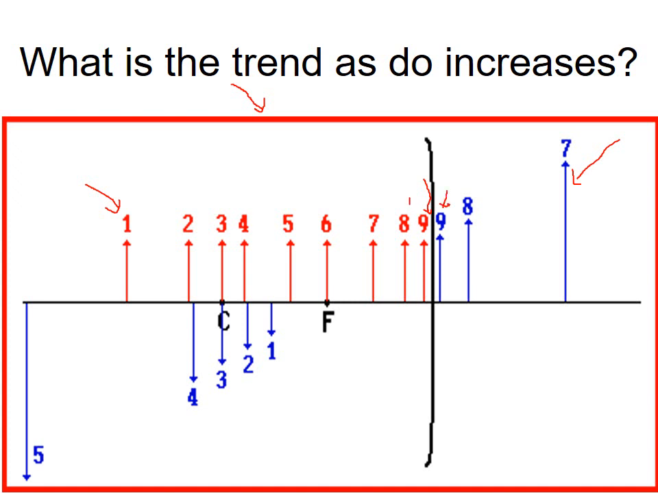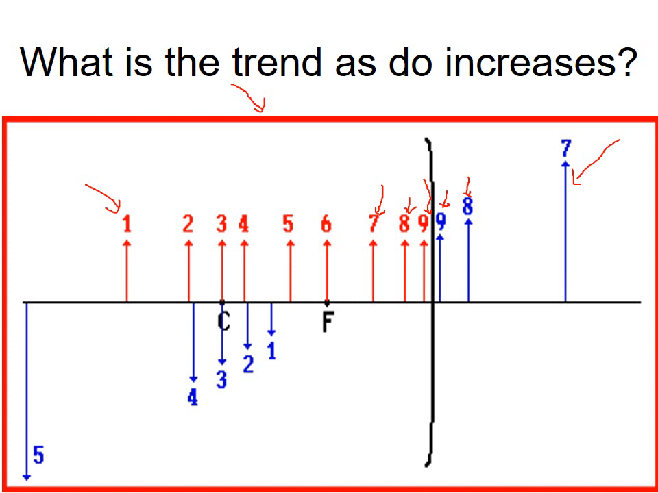If you look at object 8, it is a bit farther away from the mirror. Its image is a little bit farther away from the mirror. Object 7 is farther away than 8 is from the mirror, and image 7 is farther away than image 8 or 9 are from the mirror. So think of the trend that you notice there.